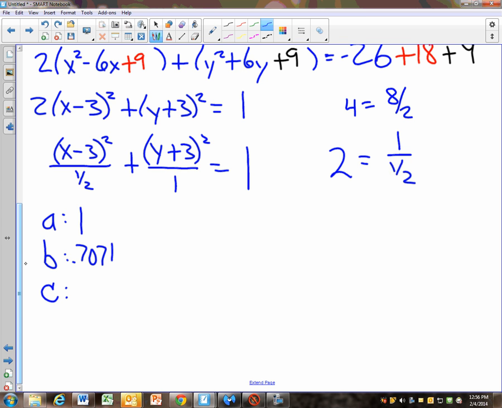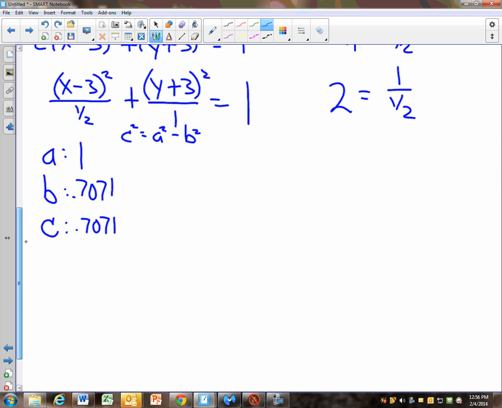In order to find c, what equation do I use? C squared equals a squared minus b squared for ellipses. A squared is 1. B squared is 1/2. What's 1 minus 1/2? 1/2. So c is going to be the square root of 1/2, which was the same thing as b. It's an isosceles ellipse. That's an interesting thought. It's the same thought I had. Never put the two words together, but cool. I like it. All right, let's sketch a little graph.